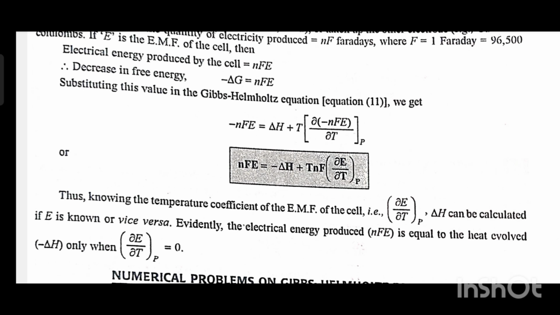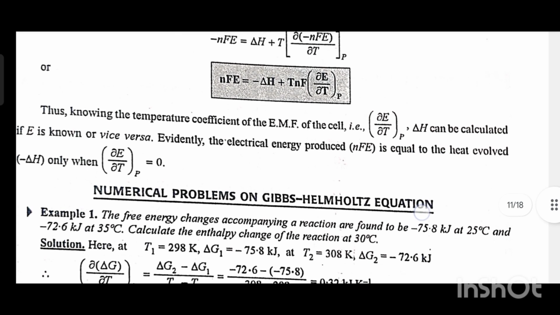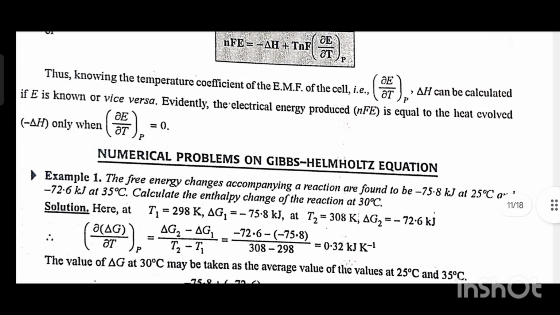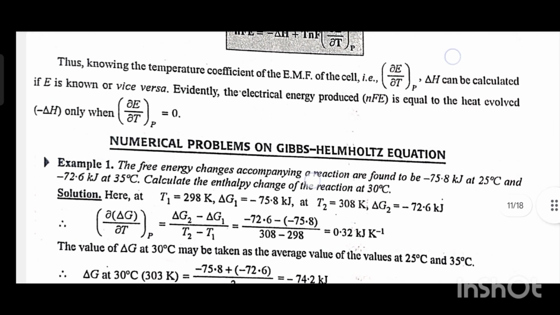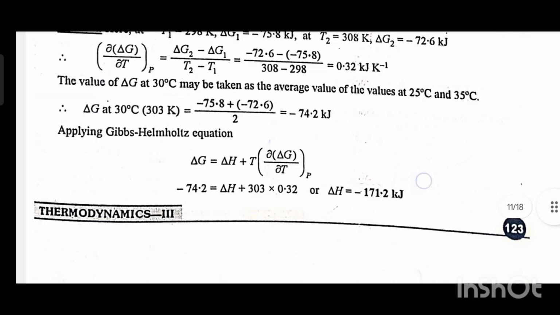Substituting this value in the Gibbs-Helmholtz equation, equation 11, we get minus nFE equals delta H plus T times the partial derivative of minus nFE with respect to T at constant P. So nFE equals minus delta H plus nFT times del E upon del T at constant P. Thus, knowing the temperature coefficient of the EMF of the cell, that is del E upon del T at constant P, delta H can be calculated if E is known, or vice versa. Evidently the electrical energy produced, nFE, is equal to the heat evolved, minus delta H, only when del E upon del T at constant P is equal to 0.